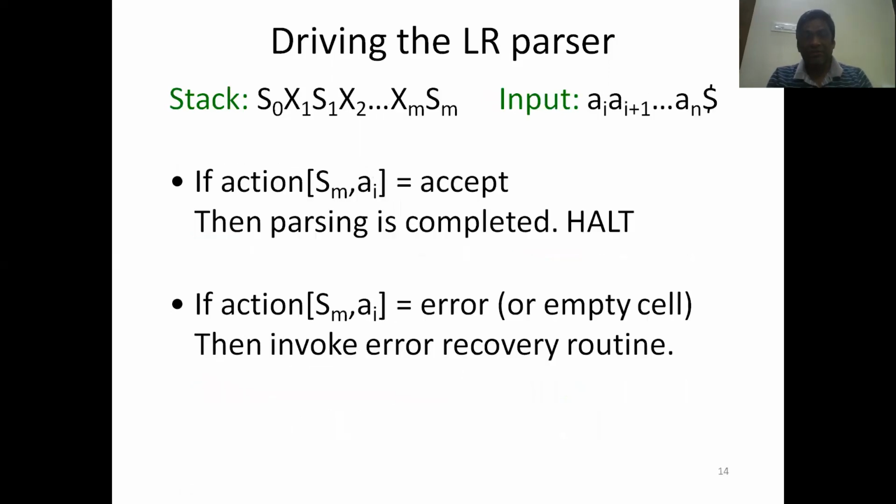Okay, so shift, reduce, and two more operations will be there in the parse table. If the table contains the Sm comma ai combination as accept and the parsing is completed, you can simply halt the process of parsing and the string is accepted. If it maps to any error condition, that means an empty cell, then you can halt the parser and invoke an error recovery routine to continue the parsing process with the other statements of the program.